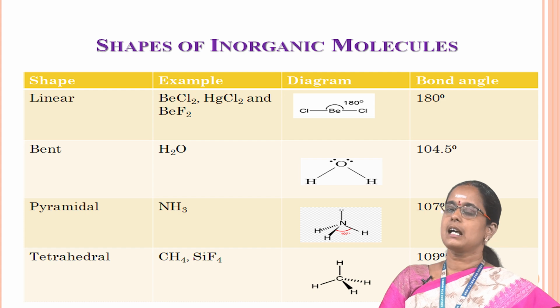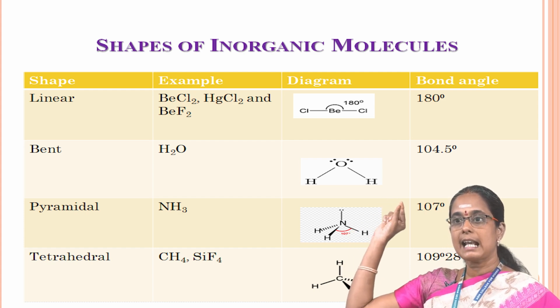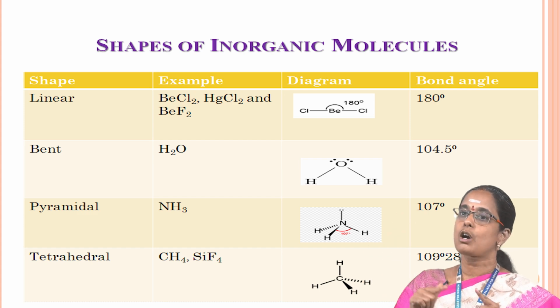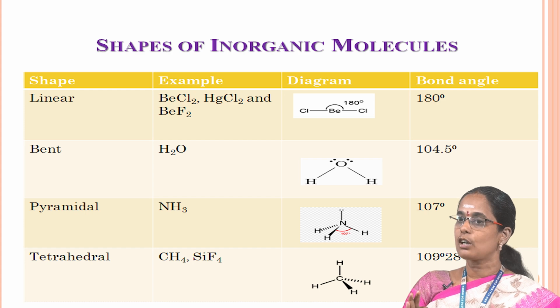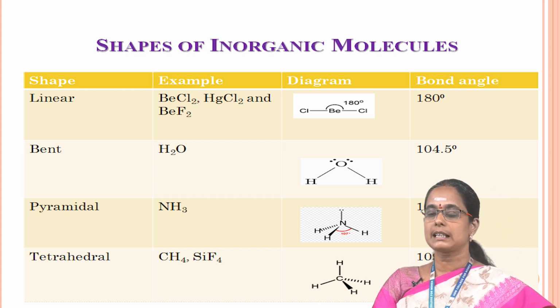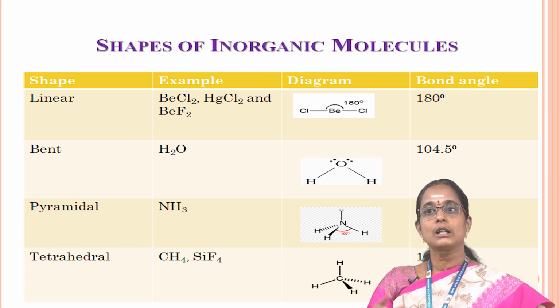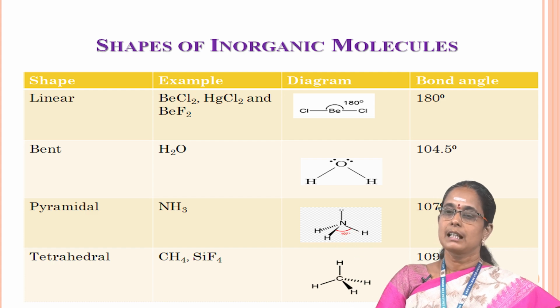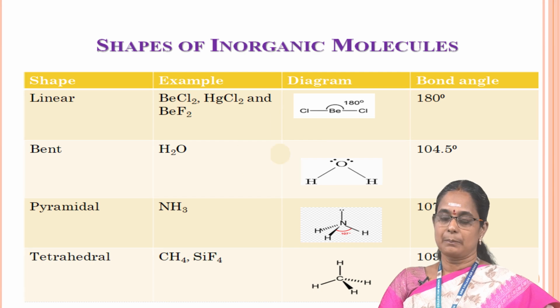According to VSEPR theory, the lone pair of electrons exerts greater repulsion than the bonding pairs. As a result, the three bonds of the ammonia molecule are forced slightly closer together, leading to a pyramidal structure with the lone pair at the top of the pyramid. Another example for the pyramidal shape is BF3.